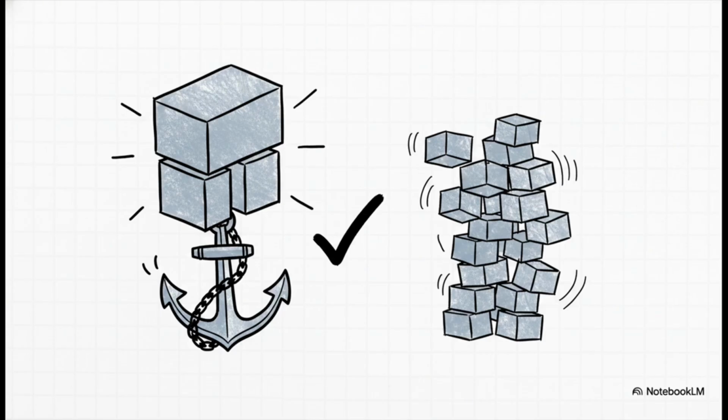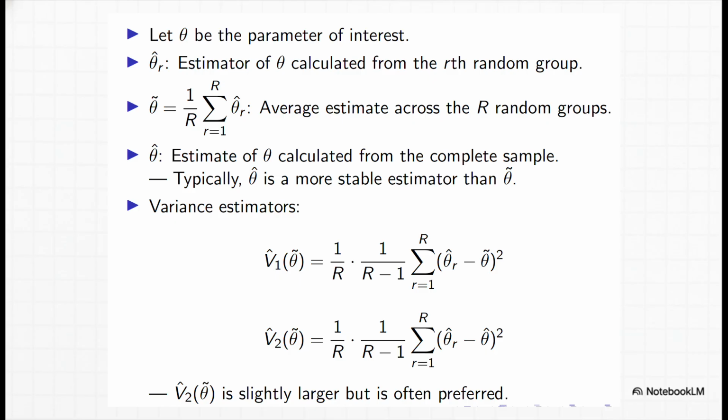And this brings up a super subtle but absolutely vital statistical choice. We basically have 2 formulas we could use, V1 and V2. V1 calculates the squared differences between each group's estimate and the average of the group estimates, which is theta tilde. But V2 is mathematically preferred. Why? Because V2 calculates the squared differences between each group's estimate and theta hat, which is the estimate calculated from the entire complete sample all at once. Because the complete sample estimate is a lot more stable, V2 provides a much more reliable anchor for our math.